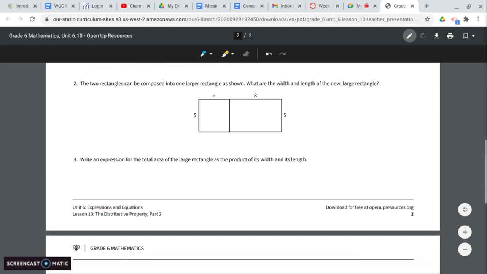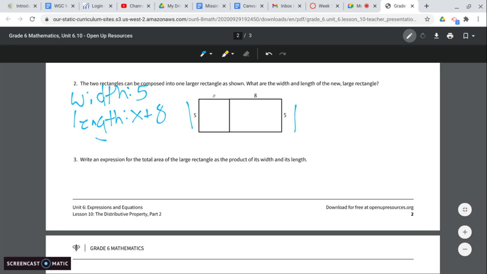Now, the two rectangles can be composed into one larger rectangle as shown. What are the width and length of the new rectangle? The width didn't change. It's still 5. Length, though, now we're combining the two lengths. So our length is x plus 8 because it's all one thing now.